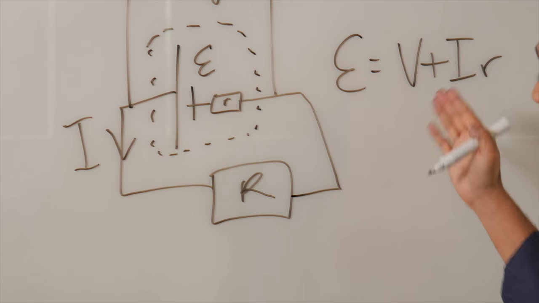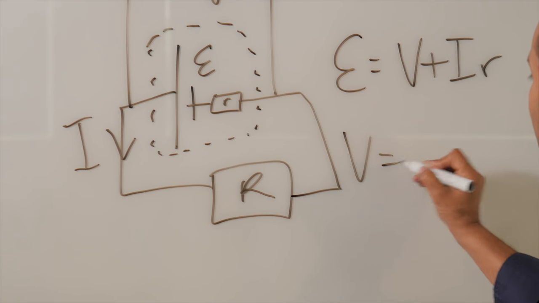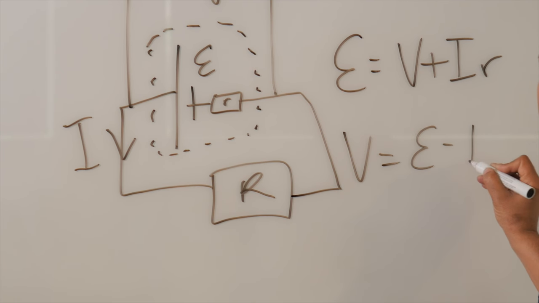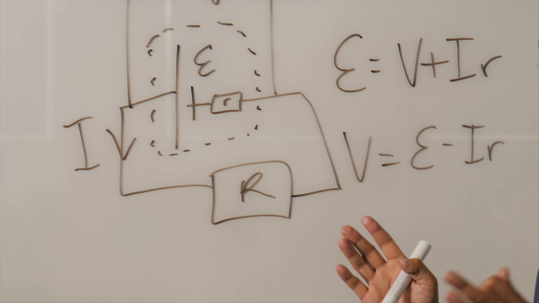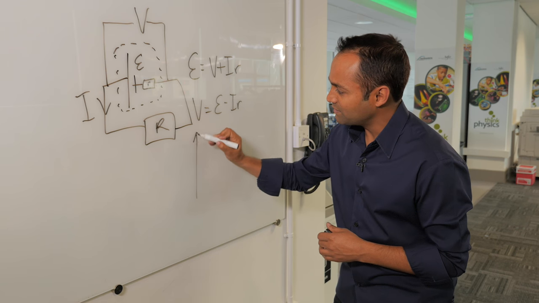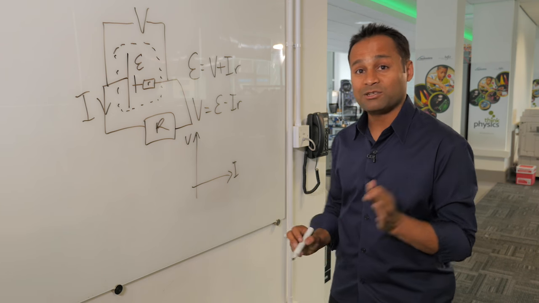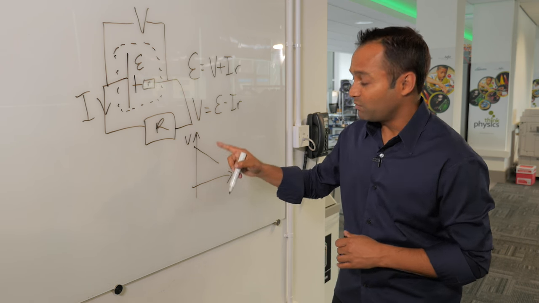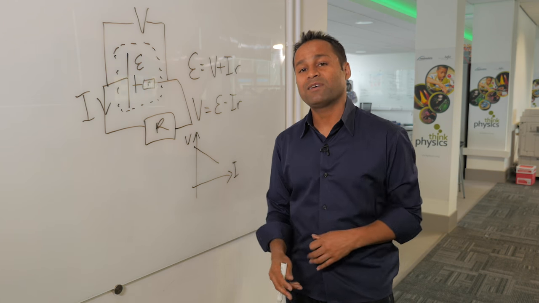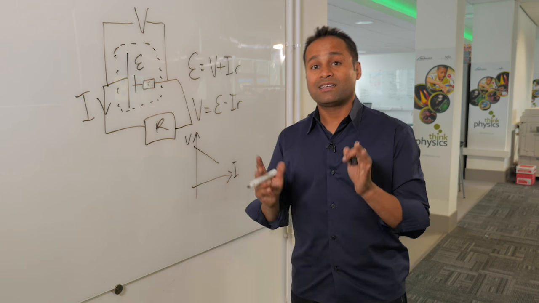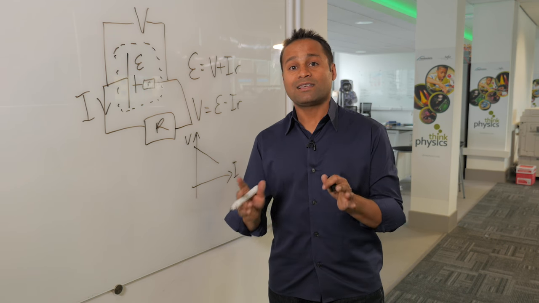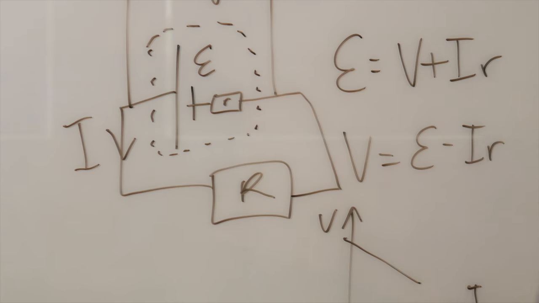You can see that I can rearrange this to get this. So if I plot the terminal voltage against the current through the circuit, I should expect a straight line where the y-intercept gives me the EMF and the magnitude of the gradient gives me the internal resistance. So let's take a look at how that might work.